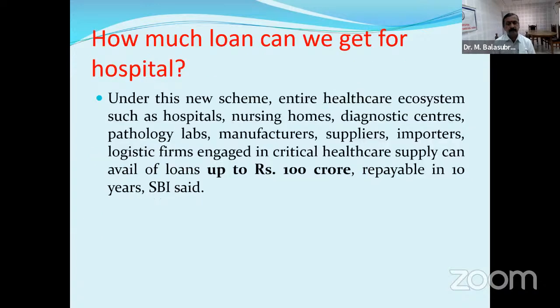How much loan can we get for hospital? Under this new scheme, the entire healthcare ecosystem such as hospitals, nursing homes, diagnostic centers, pathology labs, manufacturers and suppliers, importers, and logistic firms engaged in critical healthcare supply can avail a loan up to 100 crores repayable in 10 years. So you can get any loan. Only thing is you should pay within 10 years, 10 into 12 months, 120 months.